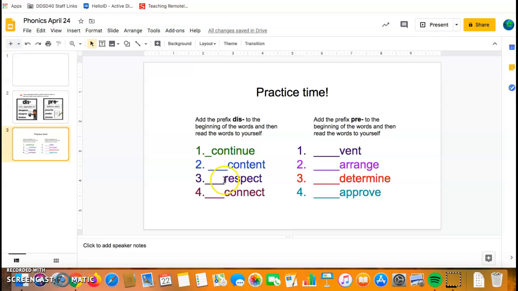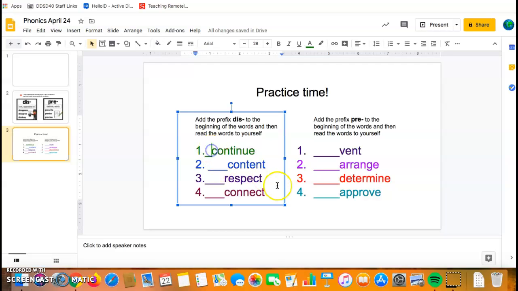content, respect, connect. So to make this into a different word, I add dis, D-I-S, and then I read it to myself. Discontinue. I do the same thing for these 3 words, and then I come over here.